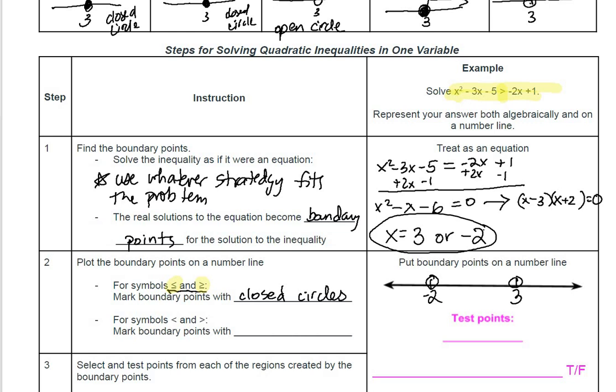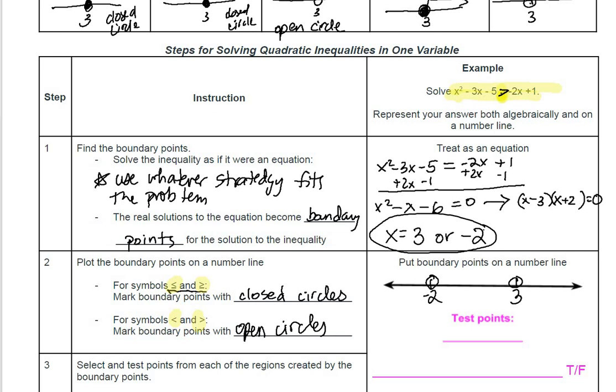If you have a strict inequality, which we do, then you use open circles. So I have open circles right here already.